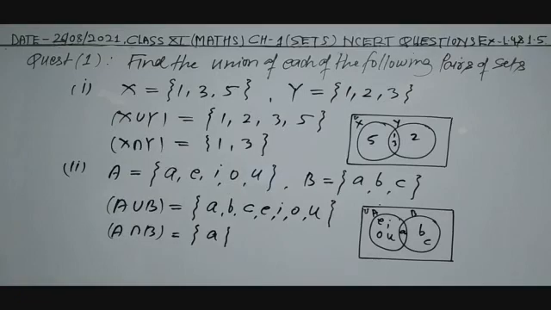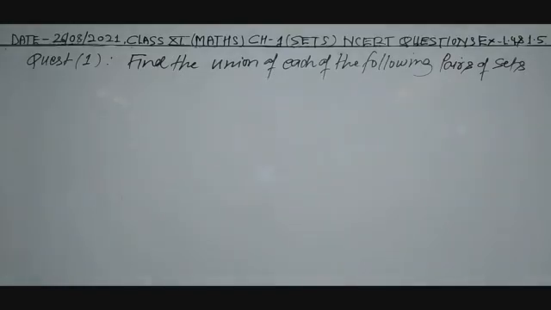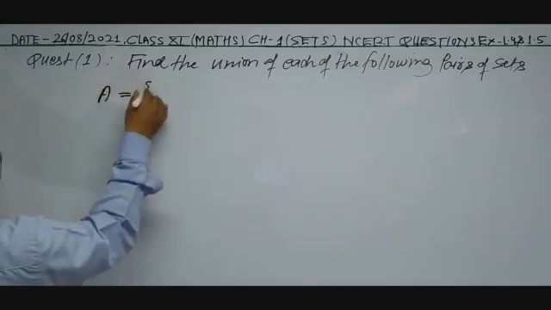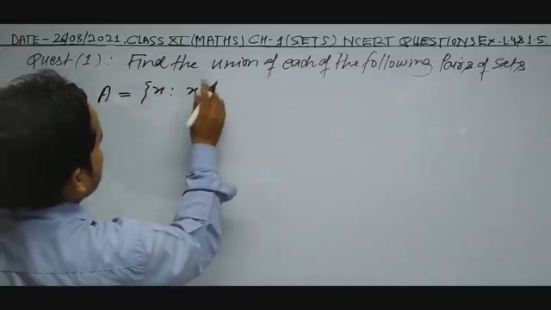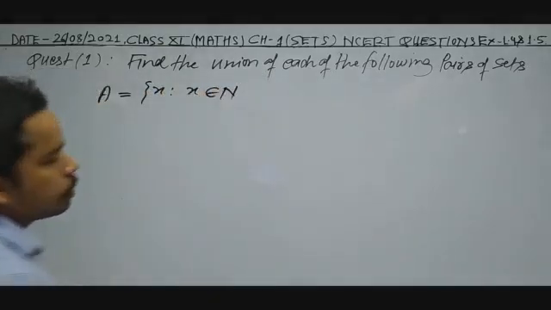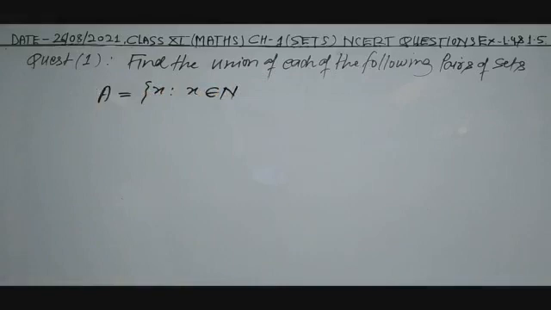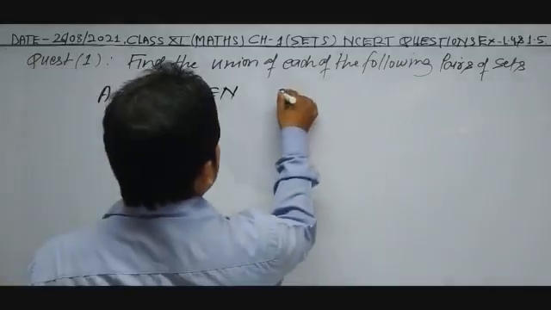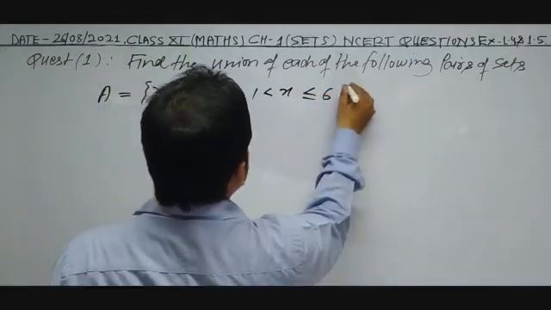So now come to part 4. Part 4 is, A is a set of elements x such that x is a natural number and x is greater than 1 and less than or equal to 6. So capital A being a non-empty set such that A is equal to {x : x belongs to natural numbers, 1 < x ≤ 6}.